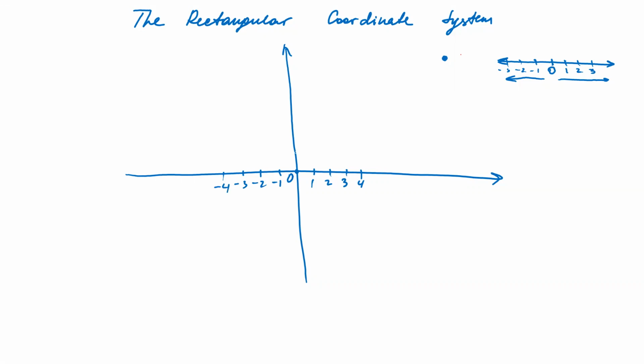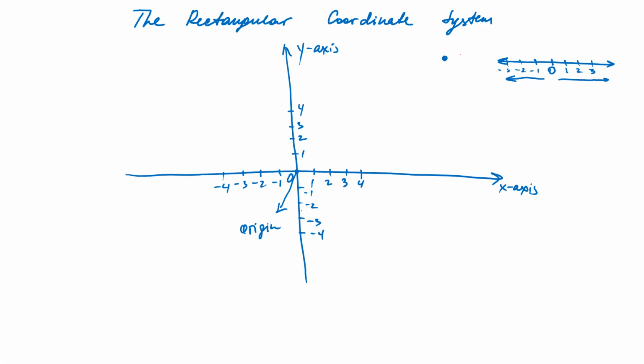That's the horizontal one. Now for the vertical, I'm going to mark positive numbers above 0, and negative numbers below 0. Now, the horizontal number line is going to be called x-axis, and the vertical number line we're going to call y-axis. In the future, we're just going to label them as x and y, and the point of intersection is called the origin.